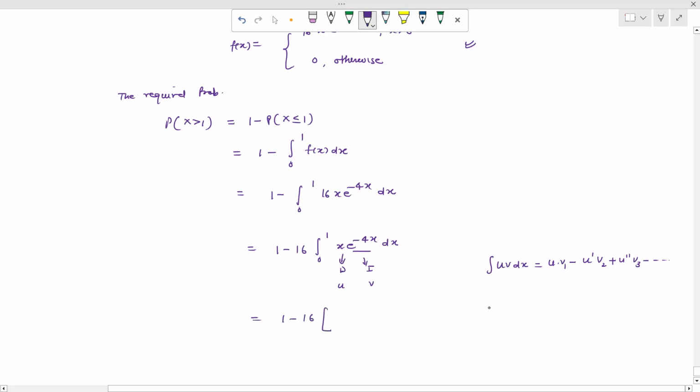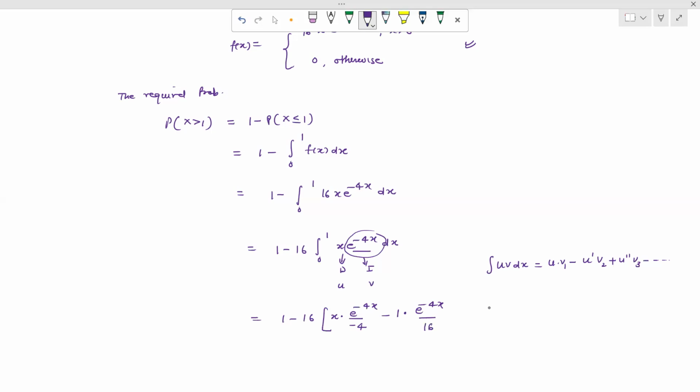Now the first function u we write as it is, x, and the integration of e raised to the power minus 4x. So the integration of e raised to the power minus 4x will be e raised to the power minus 4x upon minus 4, and the differentiation of x is 1. Now we have to integrate this two times. We did it once; integrating again, the second time integration will be e raised to the power minus 4x upon minus 4, so minus 4 times minus 4 gives plus 16.